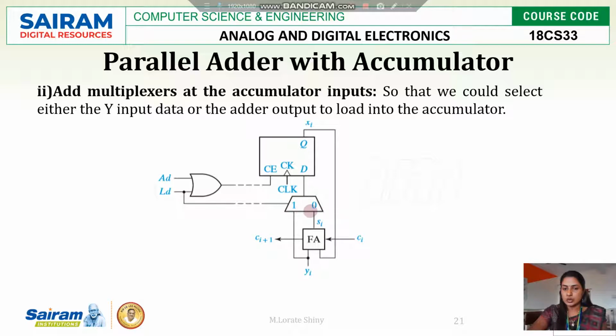The multiplexer has 2 inputs, 1 and 0. The 1 input is connected with Y, and the 0 input is connected with the sum S. Which one do we want to apply to D, Y or sum? That can be decided by using load. So load is the selection line here.